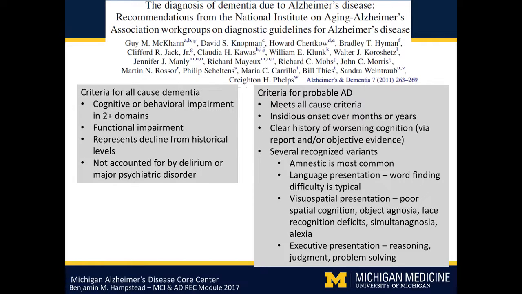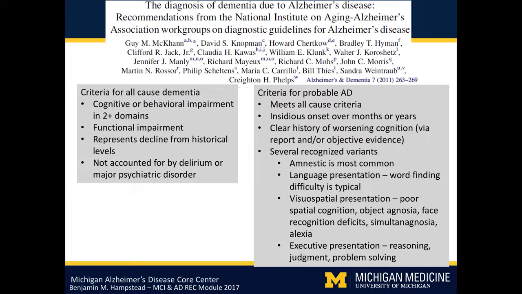And there are several recognized variants where, as I mentioned, learning and memory, or the amnestic presentation, is by far the most common. There's also a language presentation that's characterized by word-finding difficulty, and that is thought to be more of a logopenic primary progressive aphasia. There's a visual spatial presentation that consists of difficulty with spatial cognition, object agnosia, face recognition deficits, simultanagnosia, and alexia. And this is often associated with posterior cortical atrophy.